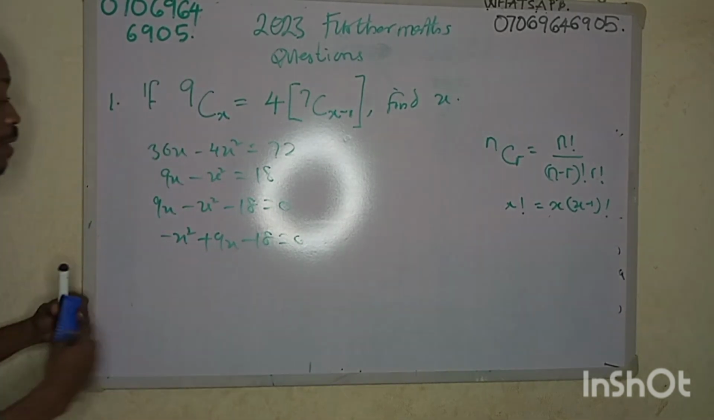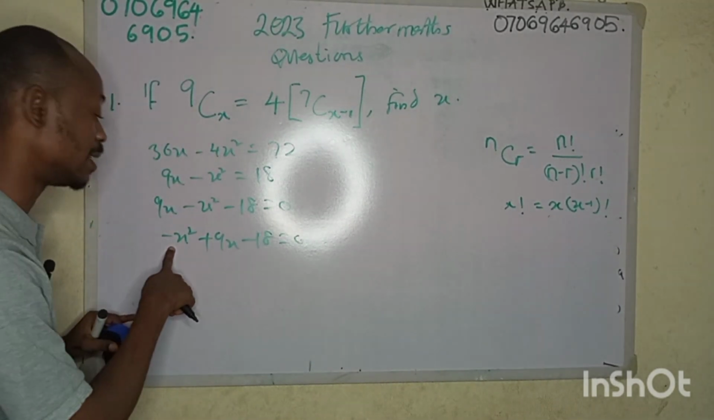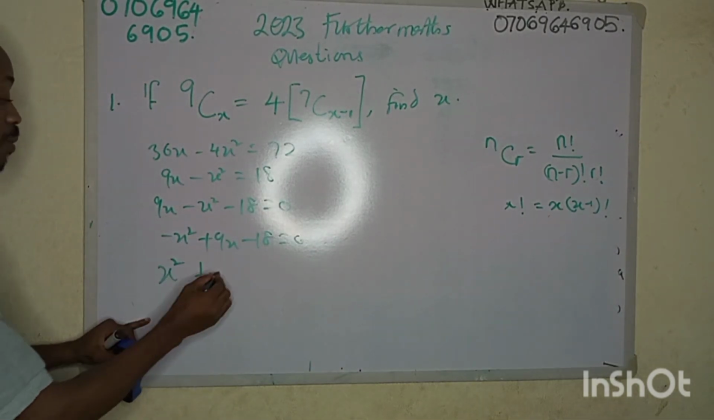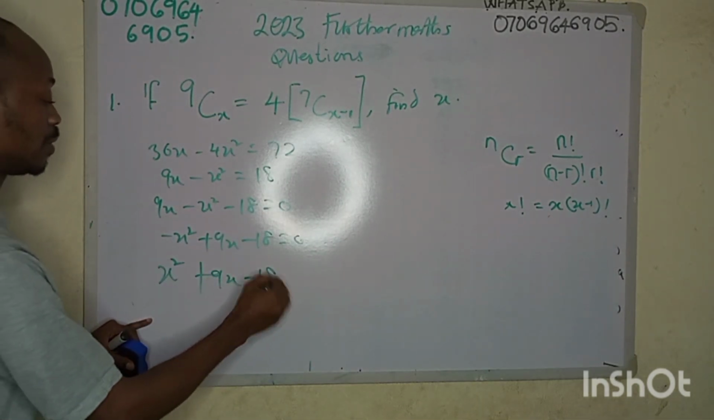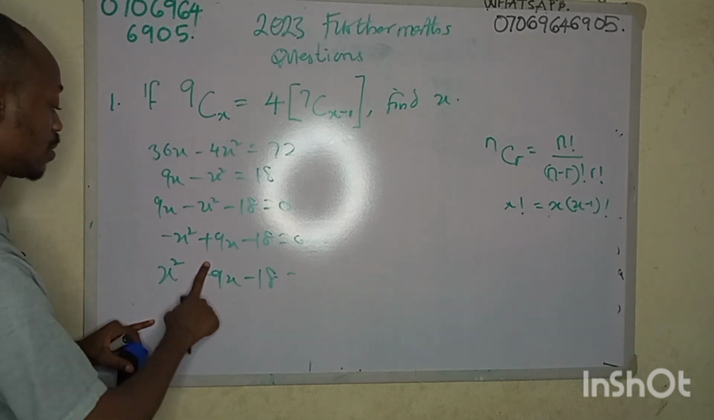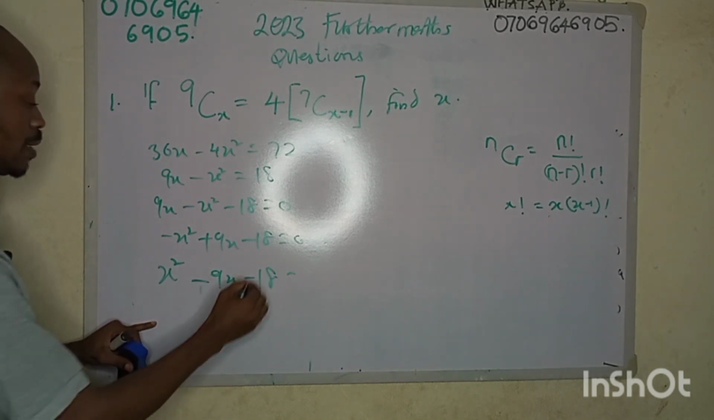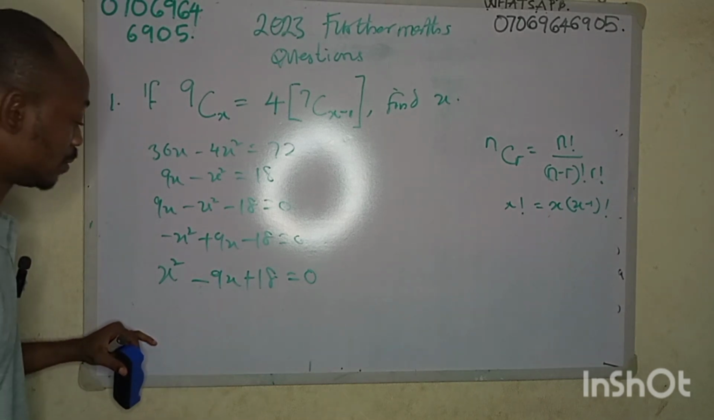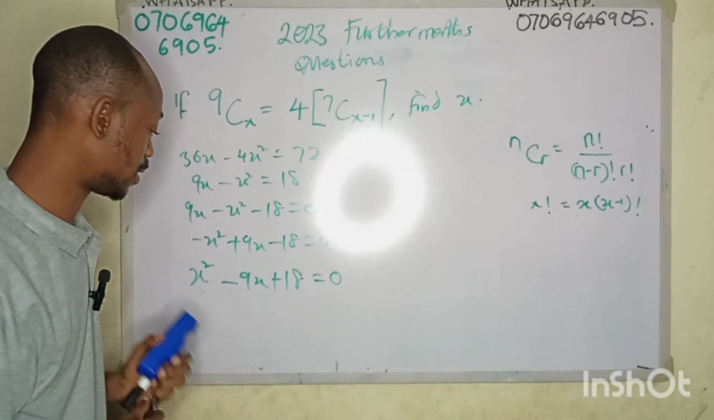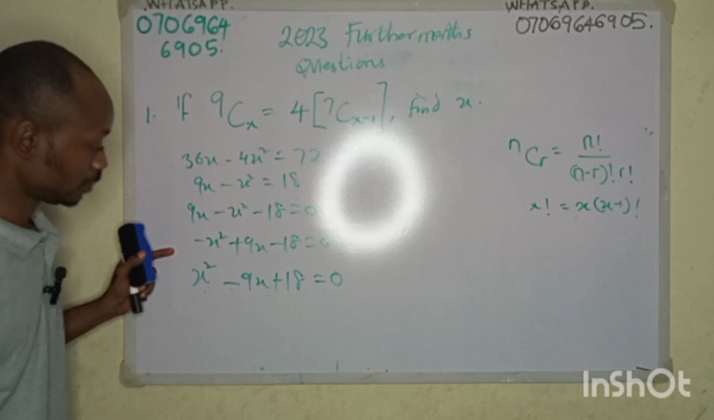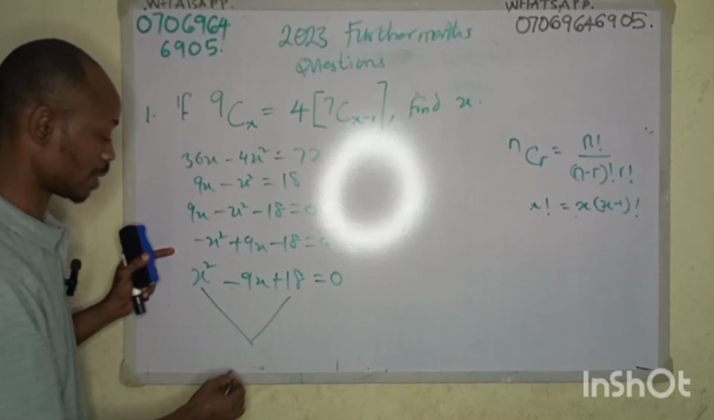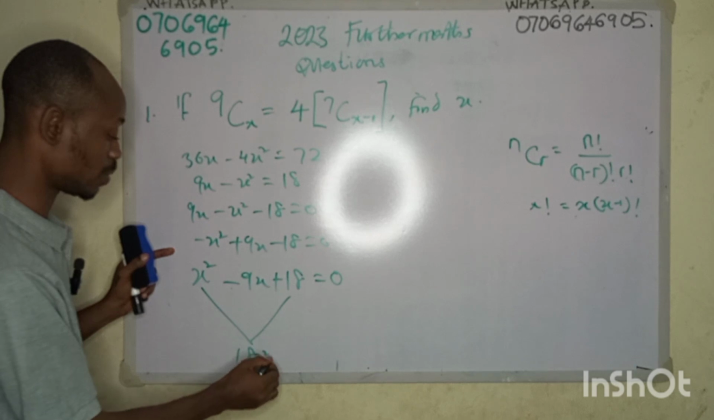Next, you can see that the leading coefficient is negative. I multiply through by negative to make it positive. So I'm having x squared, that will be minus 9x plus 18 equals 0. Okay, now I have to factorize this expression. We multiply the first term by the last term, and then we have 18x squared.